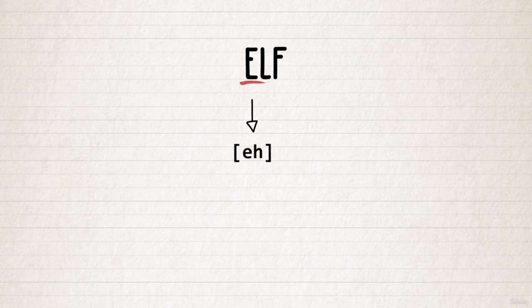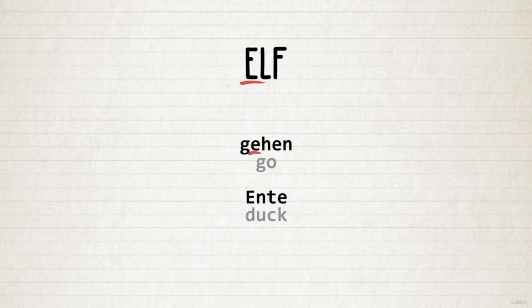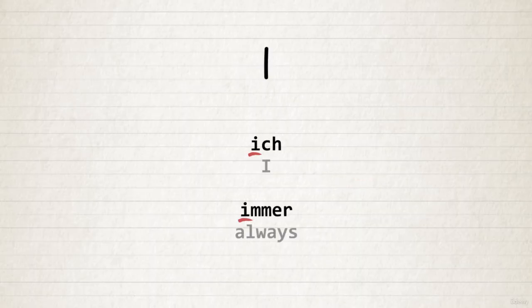Let's take a second here and focus on the vowel E. Listen closely how it's pronounced in German. Elf. Exactly. The letter E is called E in German because it's pronounced like the E in bed or select. For example, in gehen or Ente. Well, now that we already learned this one, let's learn the rest of the vowels as well. The vowel I is pronounced like E in English, like you would say in cheese. For example, in ich or immer.